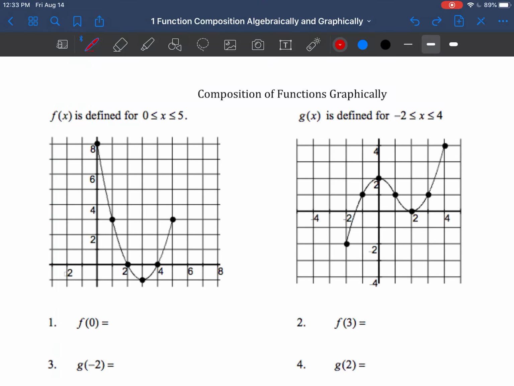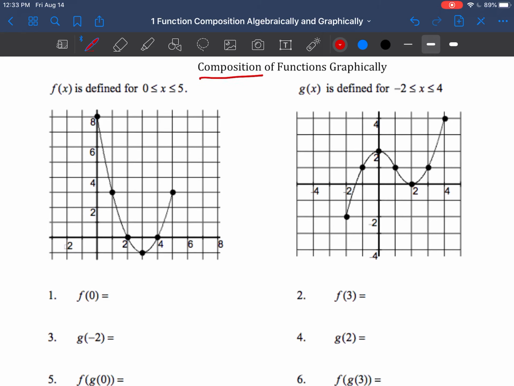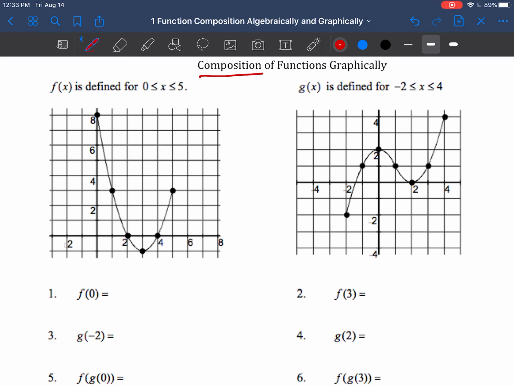Okay, so today we are going to talk about something called function composition. And so as a quick review, we are going to talk about function notation. So for number 1, when you see f of 0, f is your function, 0 is your input. That means x is 0.